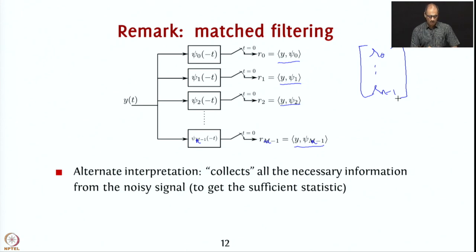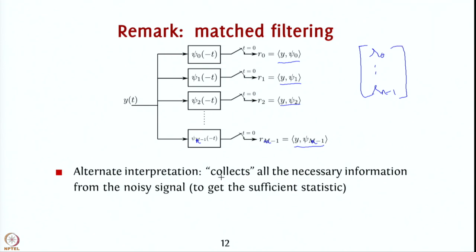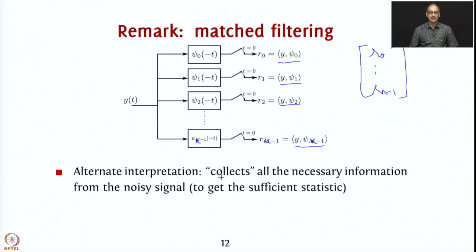There is one alternate interpretation of all this matched filtering and irrelevance. These so-called matched filters collect all the necessary statistics to get the sufficient statistic from the noisy signal and throw away what is not needed. Let me give you a quick intuition as to why that is the case. Let's suppose that the signal you send is something like this. Then because of noise you end up getting something like this. And intuitively the optimal thing to do is to average these things out, right?